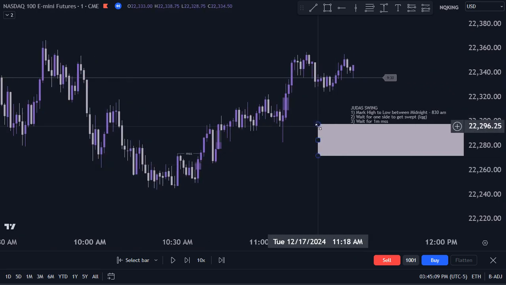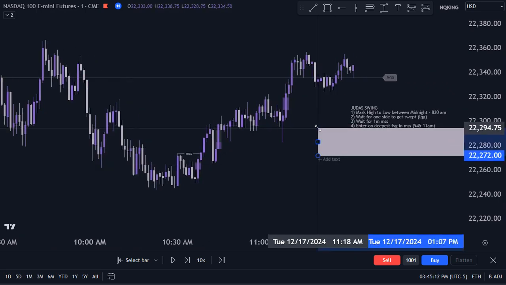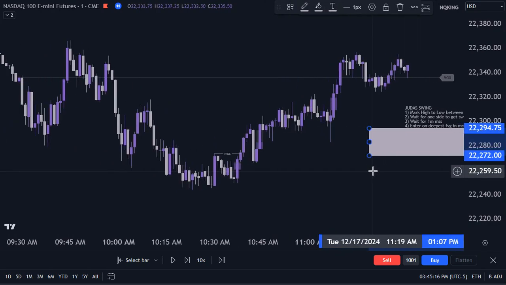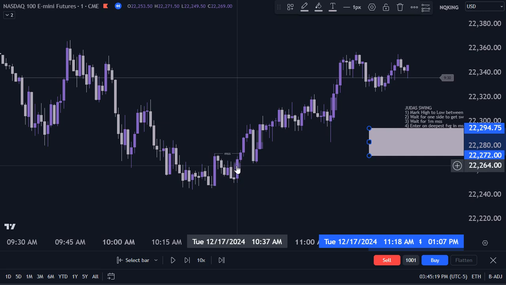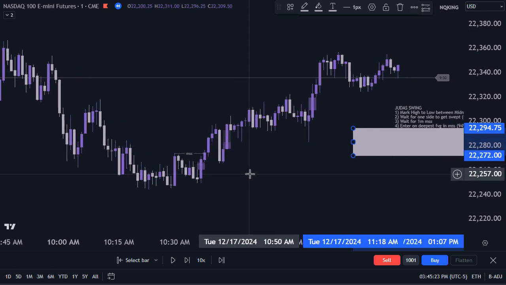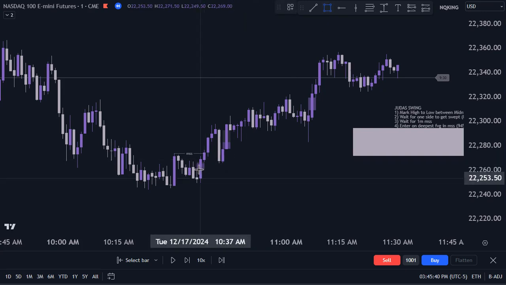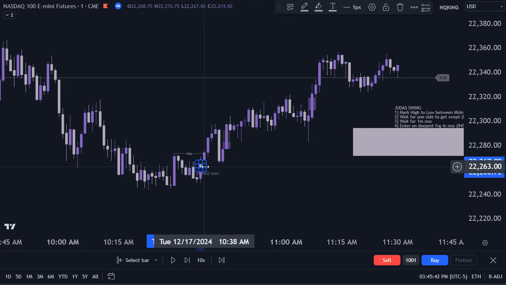And then enter on the deepest fair value gap in the market structure shift between 9:45 to 11 a.m. So you can see right here in the market structure shift, we formed a fair value gap right here. We also formed a fair value gap right here. If you don't know what a fair value gap is, it's a 3-candle pattern where the top of the first candle wick does not intersect with the bottom of the 3rd candle wick, leaving a fair value gap, inefficiency, whatever you want to call it. Let me show that for you guys right there.